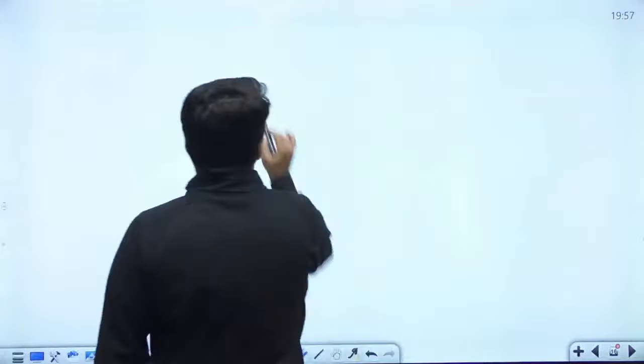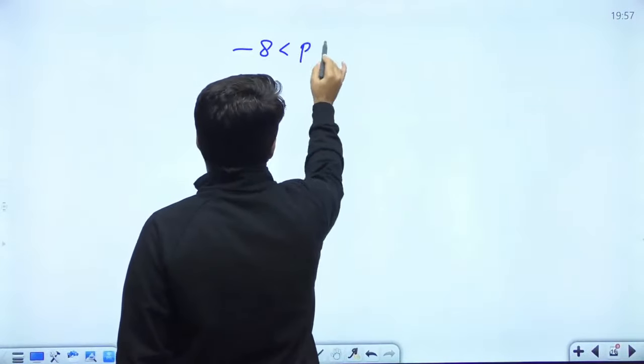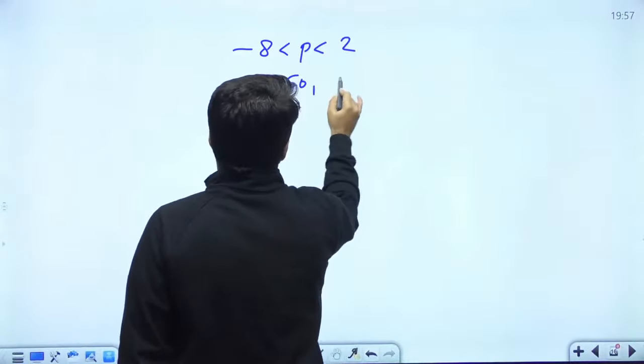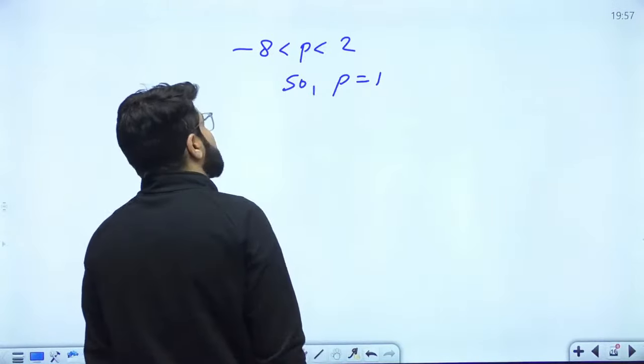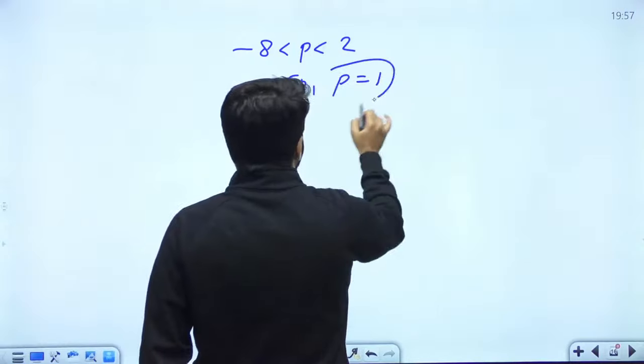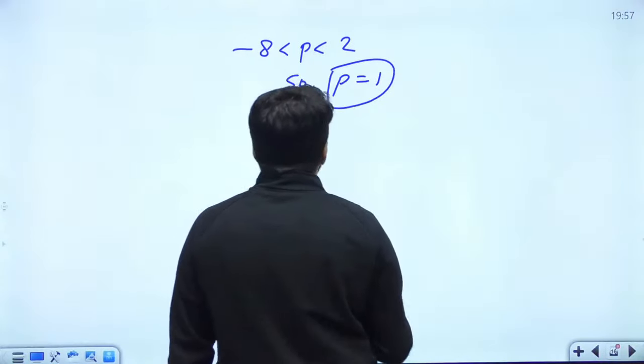Okay, so P is in the range minus 8 to 2, dear. Right? So what is the value of P? P will be 1 because it's a positive integer. P is a positive integer less than 2, so the only option is 1.